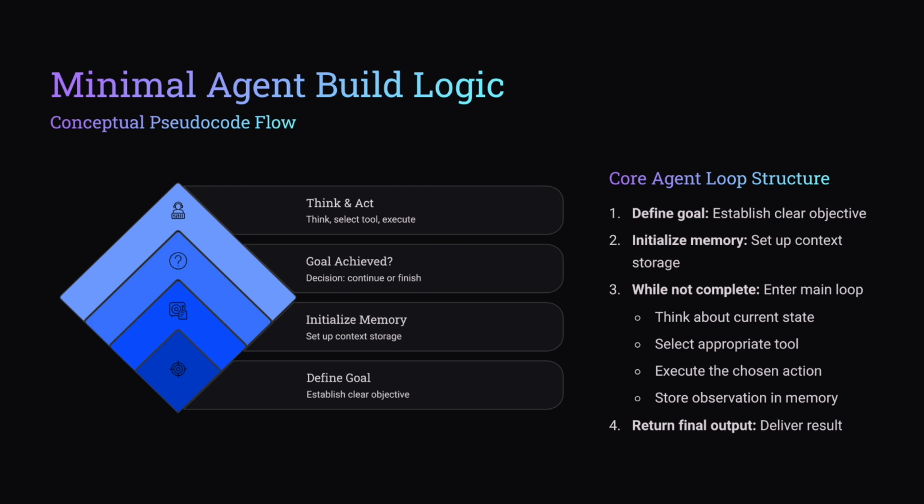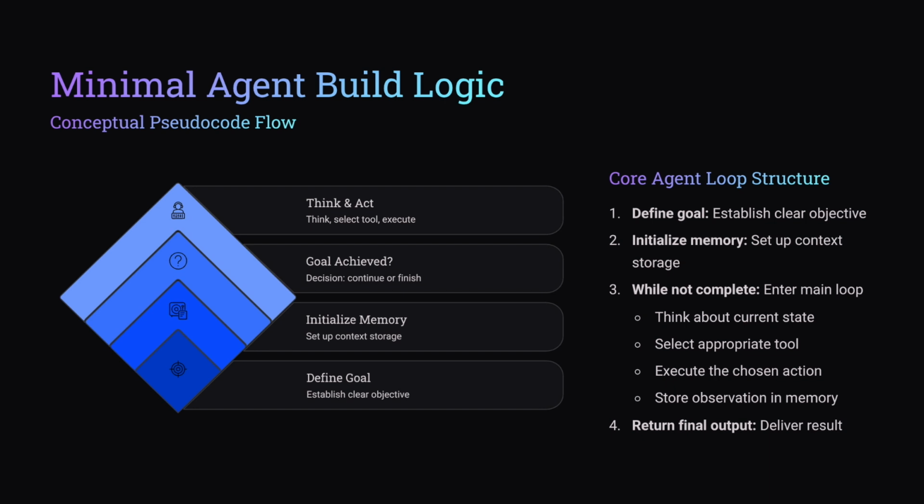Now, step 2. Initialize memory. Memory stores context and observations. In code, this could be a conversation buffer, a list of previous actions, a vector store, or even a simple structured dictionary. Without memory, the agent cannot track progress. Now comes the heart of the system, the loop. While goal is not complete, think. Select tool, execute tool, store observation, repeat.